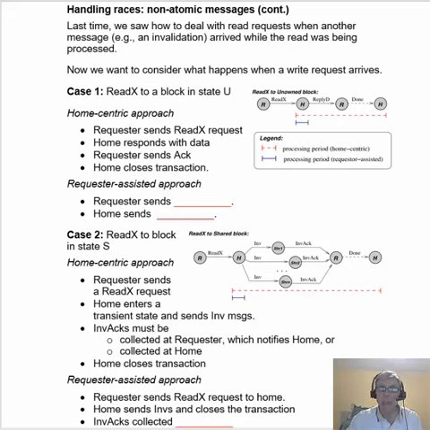Case 1 is a read X to a block in state U. In other words, a block is unowned and then some cache wants to read it in. So what happens in this case is the requester sends a readx request. The home responds with data, and you can see right there it responds with data. The requester sends an ACK, and then the home closes the transaction. So that's what happens with the home-centric approach.